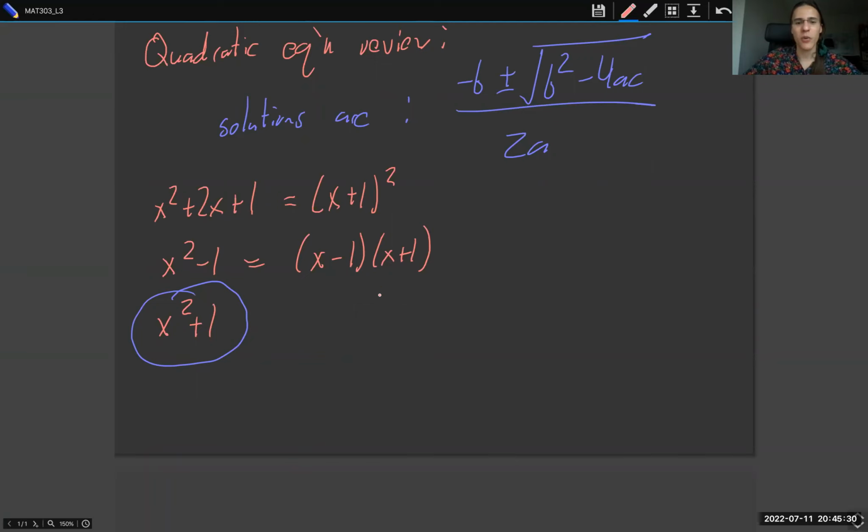Well, b is 0, so it will be plus or minus the square root of minus 4 times 1 times 1, divided by 2. And certainly, okay, let's just ignore the negative sign. The square root of 4 is 2. So this becomes plus or minus the square root of -1.